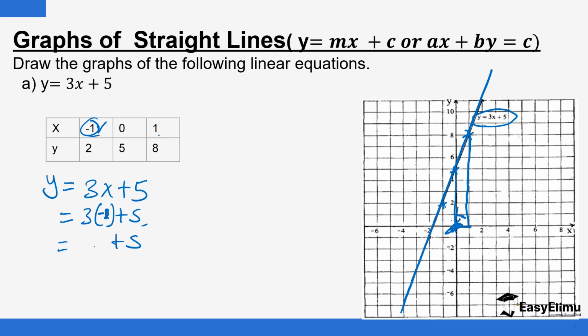So this becomes negative 3. Negative 3, you add 5, that is 2.